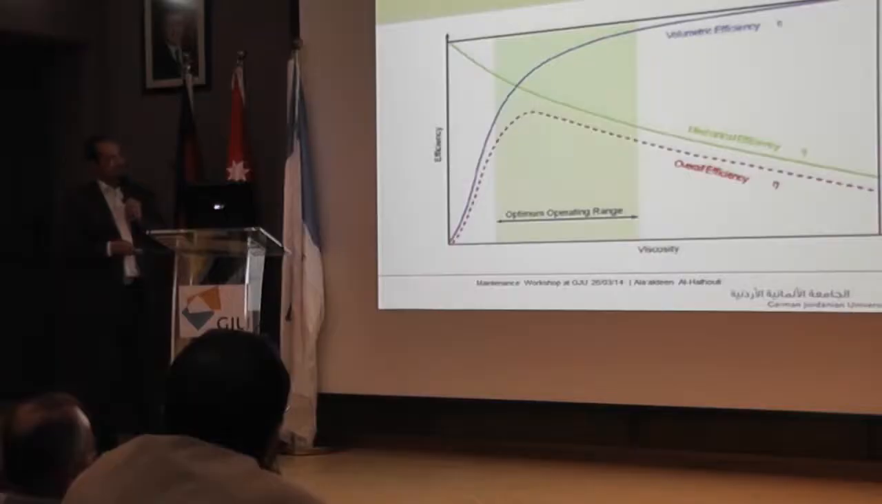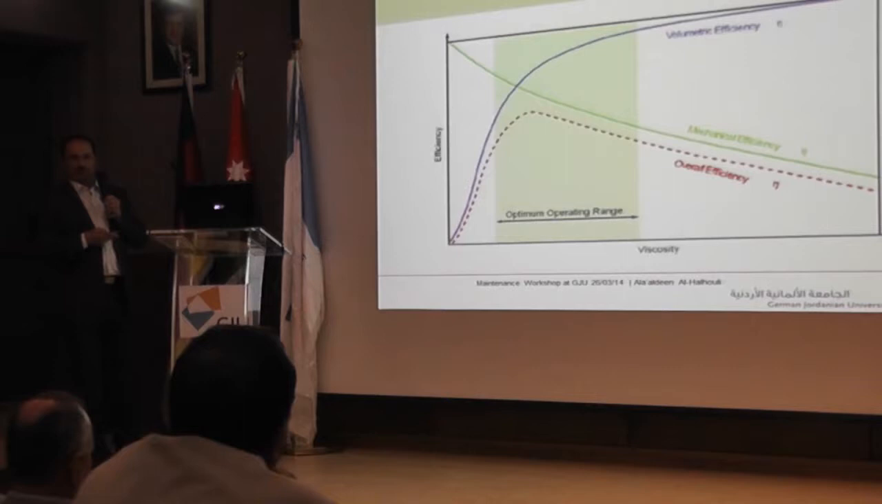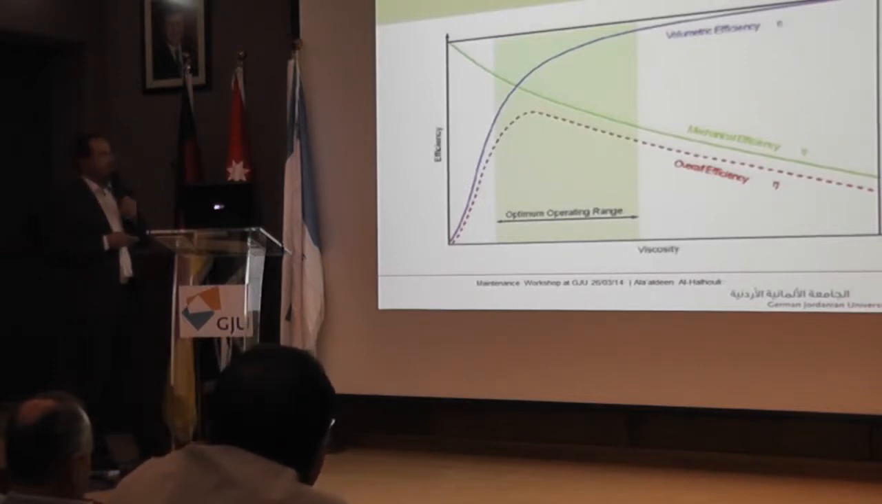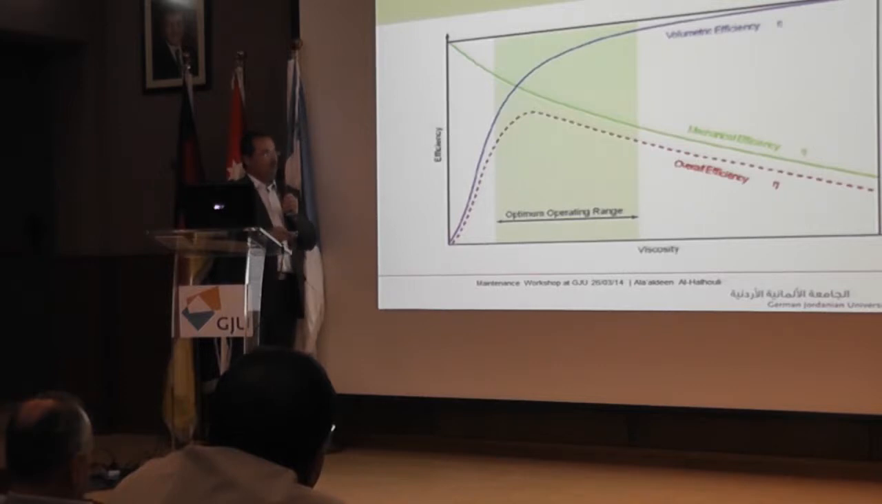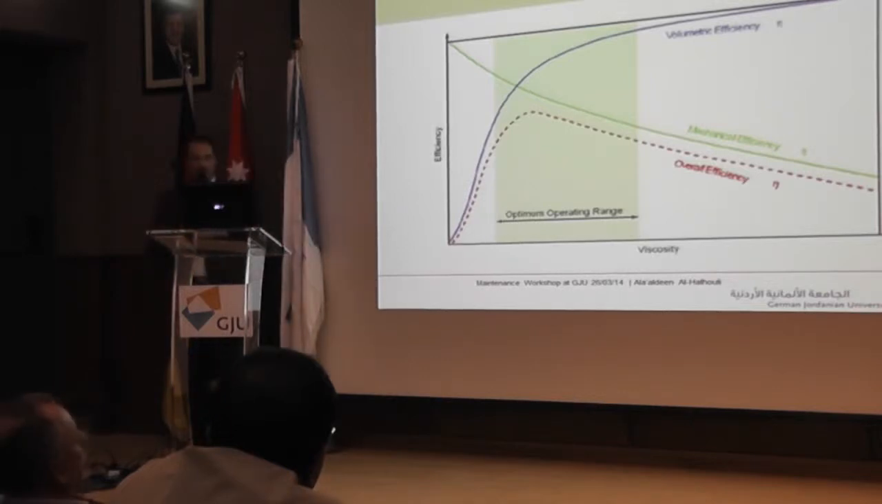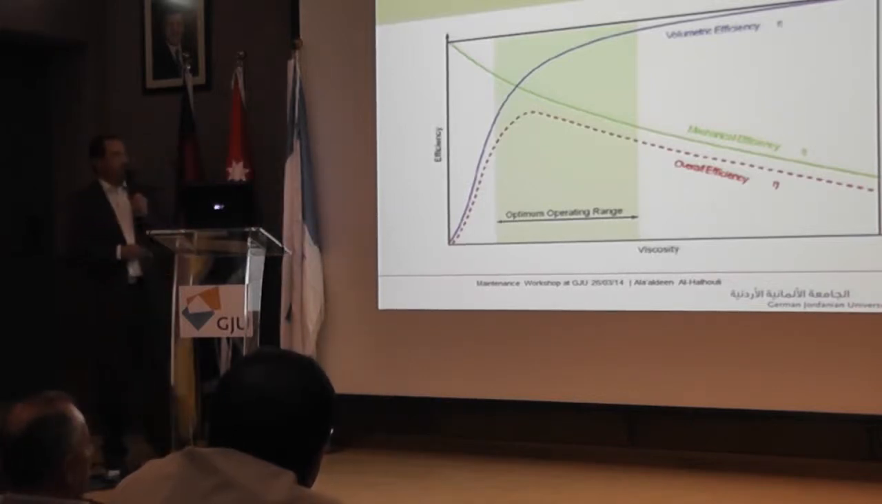Now here you can see the effect of viscosity. Changing the viscosity, we can see an increase in the volumetric efficiency. Now, if we are talking about the overall efficiency, we have an optimal point where the viscosity has an effect. But for the volumetric efficiency, it increases with increasing viscosity.